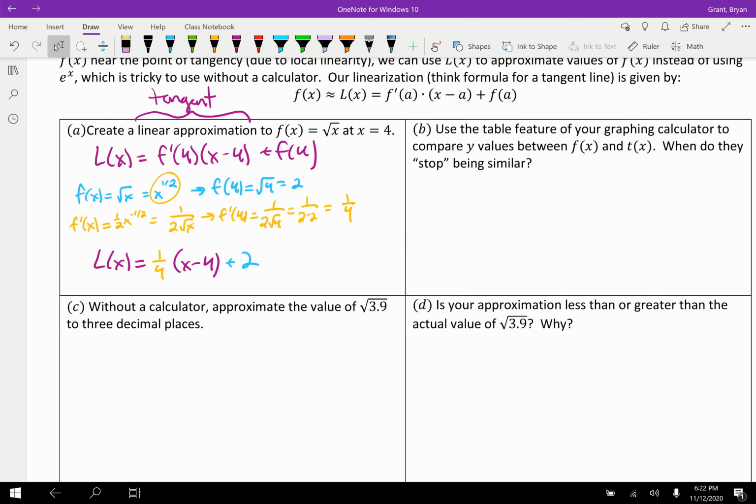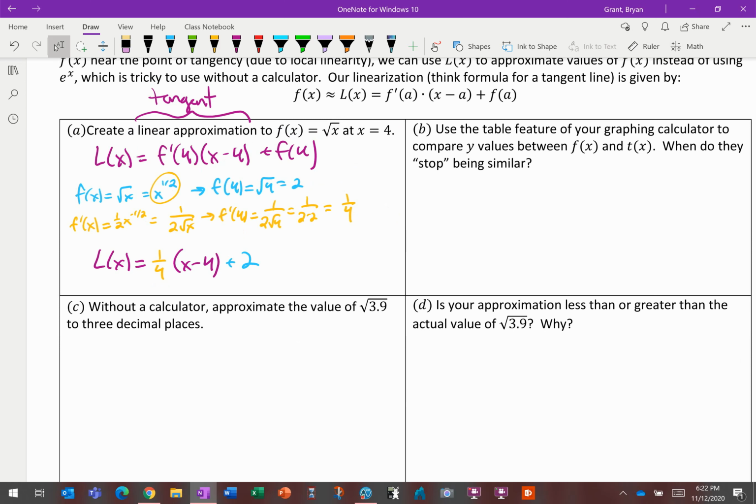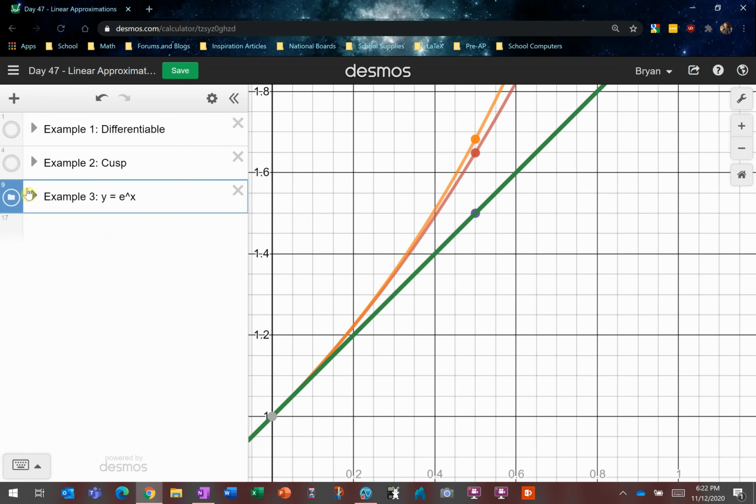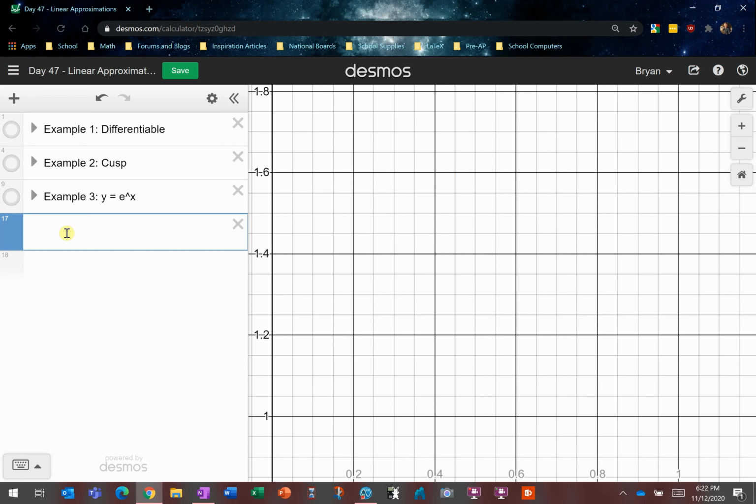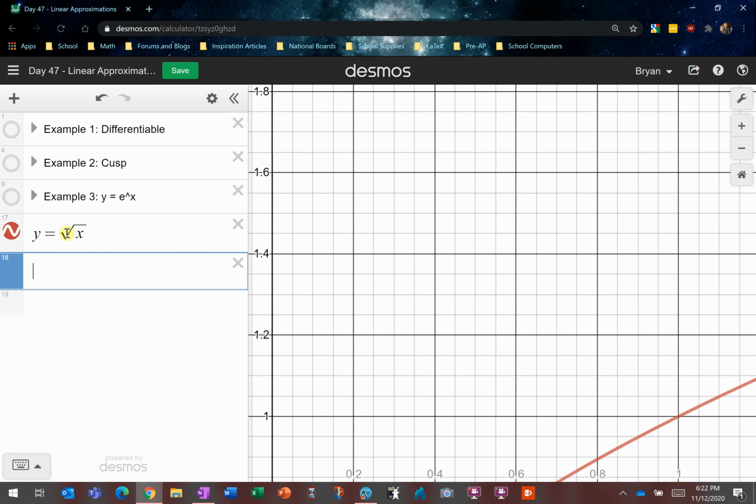Totally up to you, but if you have your graphing calculator, now's a great chance to go ahead and graph these two. I'm going to do it on Desmos just for clarity, but you should use your calculator. The more you use your graphing calculator, the more you'll be prepared for the AP exam. So we're going to get rid of this and look at our 2 equations: y equals the square root of x and our tangent line.